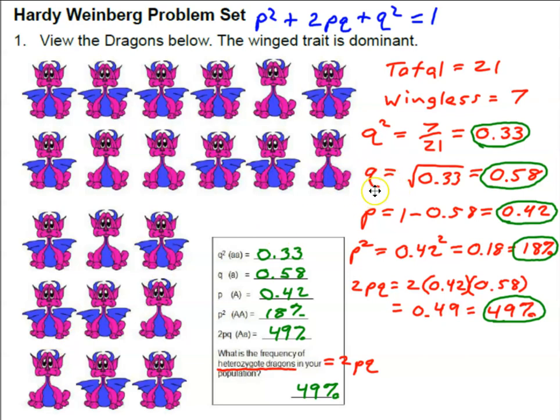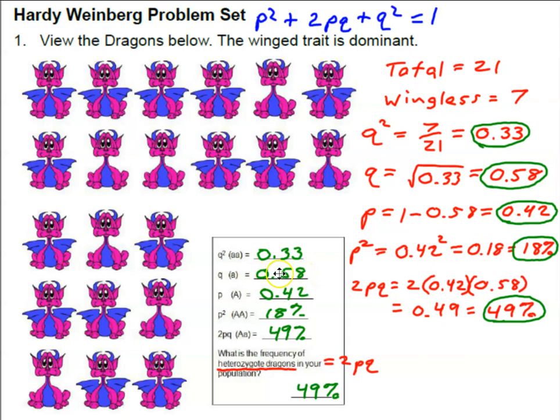And to get that, you simply take the square root of 0.33. Because 0.33 is Q squared, if you're going to find Q, then you need to take the square root of 0.33. And that ends up being 0.58. And that's our second answer. So Q, in other words, the frequency of the recessive allele, is 0.58.